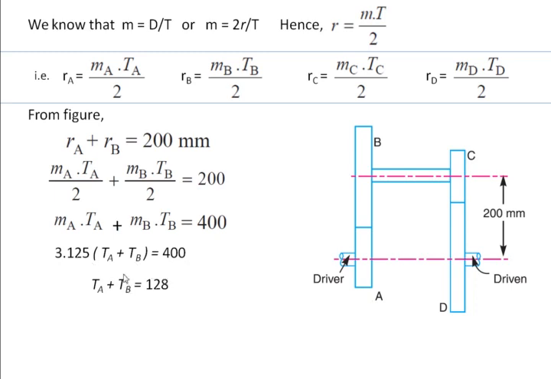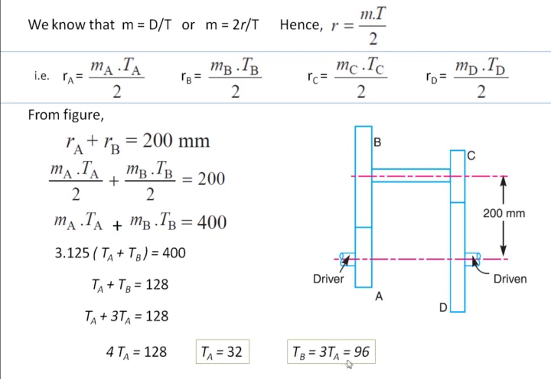Now we know that TB is equal to 3 times TA, as we derived at the initial stage of the problem. So we can write 3 times TA instead of TB in this equation. So TA plus 3 times TA equal to 128, or 4 times TA equal to 128, and finally TA equal to 32, that is 128 divided by 4. Then TB will be equal to 3 times TA, that is 96. So this is for the first pair of gears A and B.